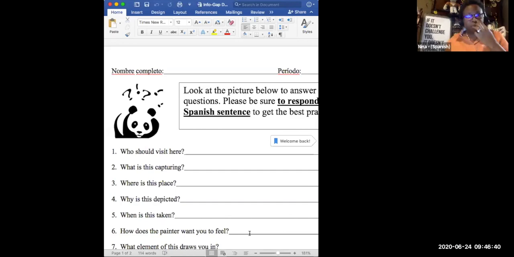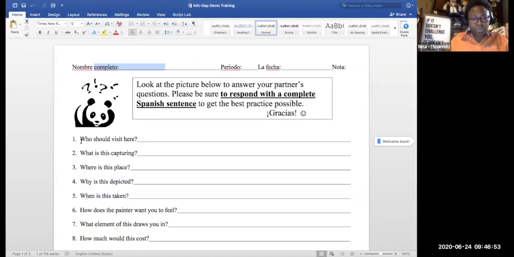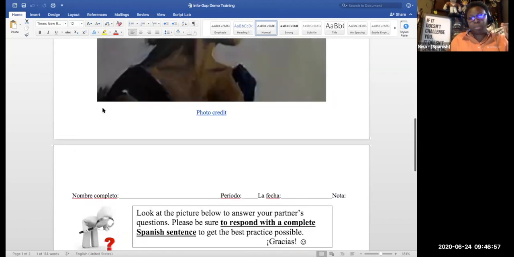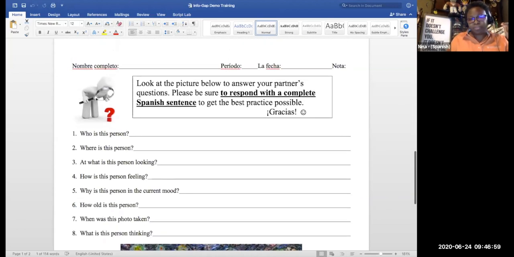And only look at yours. Do not look at your partner's. I gave you both, but please don't look at your partner's. Look at just the one that you have. Okay, perfect. All right, so one partner is going to be the panda and the other partner is going to be the detective. So let's work on the detective's point of view. Again, only look at yours, don't look at your partner's, to be true to the activity, okay?